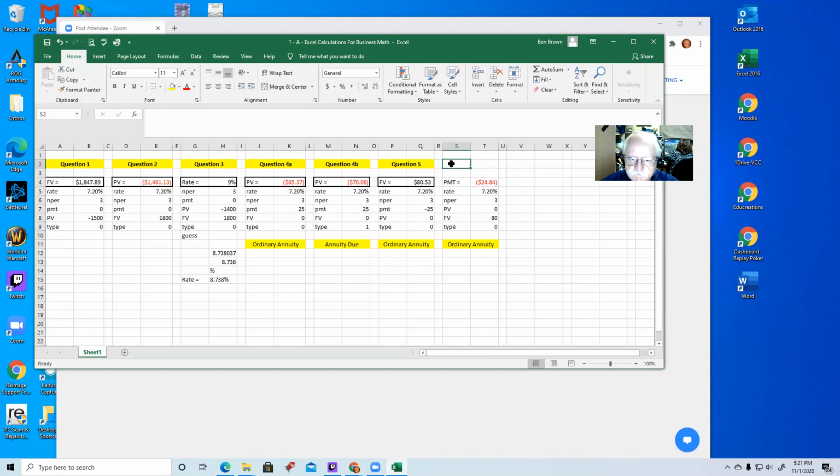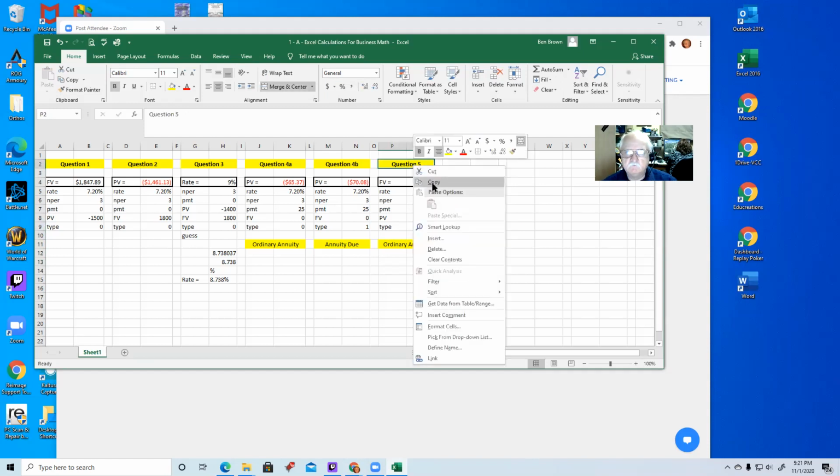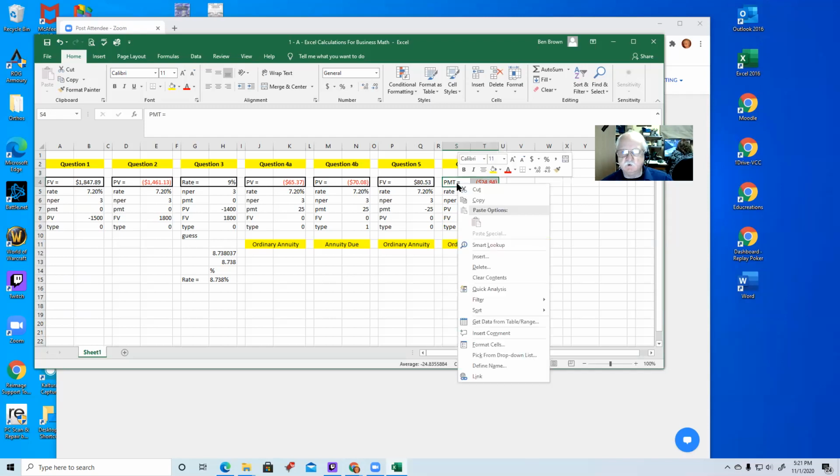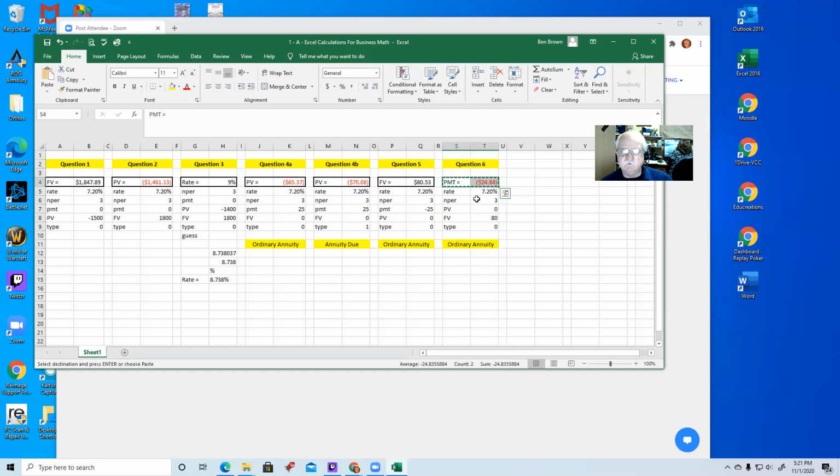So this is question number 6. So let's save all that. And we're being told that we'd have to make a payment of $24.84, and Excel makes it negative because of the cash flow concept. That's the amount of money we have to put in to the investment.